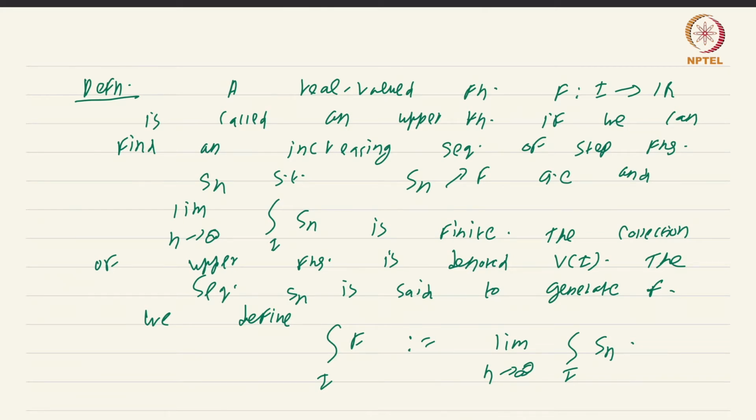Now the crucial part is there could be several sequences of step functions that generate f. What is the guarantee that all of them lead to the same value of the integral of f over I? Essentially, why is the integral defined on this collection U(I) well defined? Well, that's the content of the next theorem. This theorem says the well-definedness of the integral.